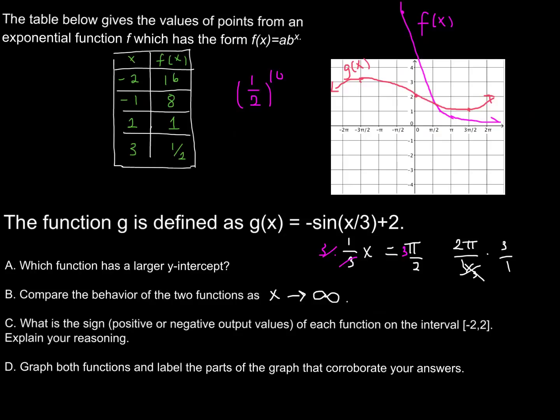What is the sign, positive or negative, of each function on the interval -2 to 2? So I'm thinking about -2 to 2. Well, -2 might be somewhere here, and +2 might be somewhere here. So looking between this interval, it's pretty clear that both of these functions are positive, right? Both of them have y values that are above the x-axis, and so the sign of each function is going to be positive. And then graph them, of course, to make sure that your answers are correct. So here's the graph.